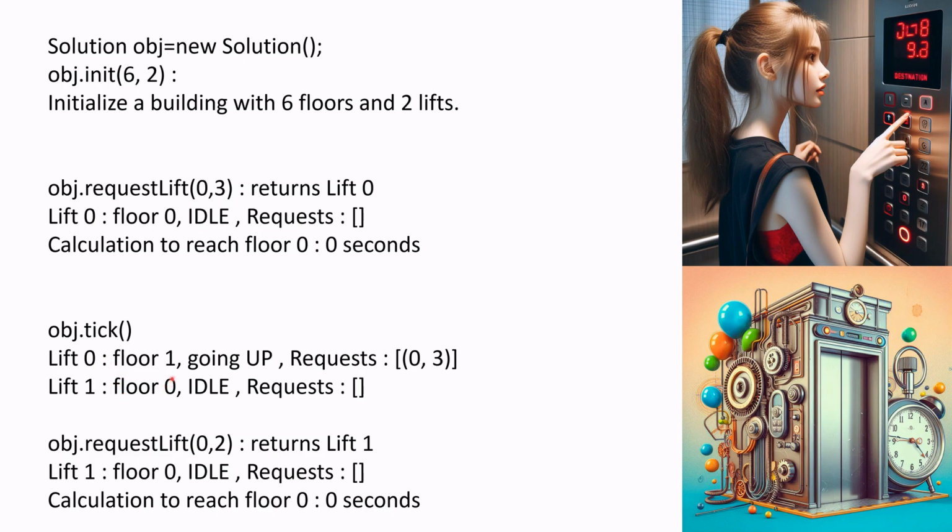Lift 0 already has a request, so it has reached floor 1 in the up direction. Lift 1 remains idle. Another request comes to go from floor 0 to floor 2. This time this request is assigned to lift 1, which takes 0 seconds. Lift 0 is not eligible for this request because it has already reached floor 1 in the up direction, so it has already passed floor 0 for this request.